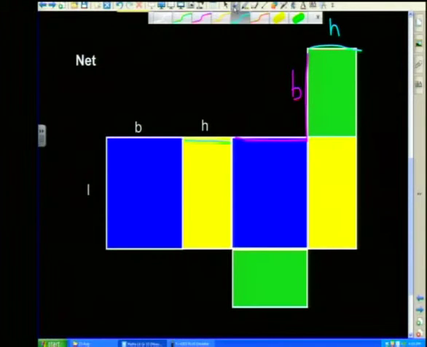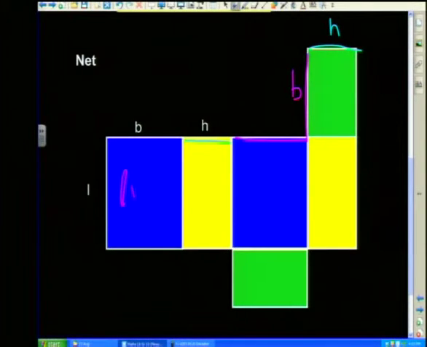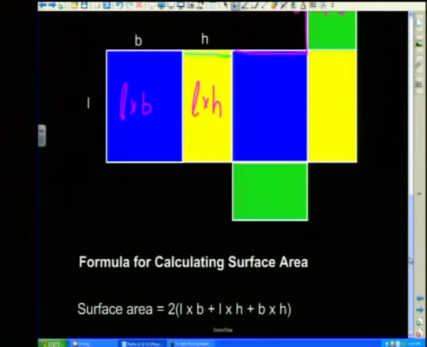If I look at each of these shapes, the area of the blue one is length times breadth. The area of the yellow one is length times height. And the green one is height times breadth. So if I had to look for a formula, the formula will have a 2, because I've got 2 of each shape. Then I've got my length times breadth, that's my blue. I've got the length times height, that's my yellow. And finally, I've got my breadth times height, that's my green.